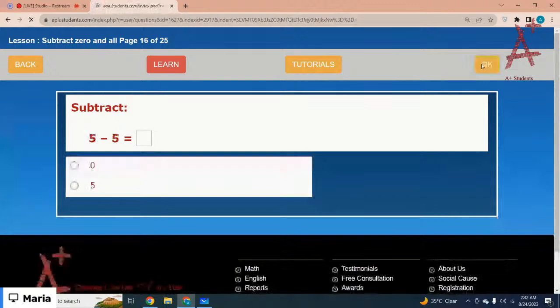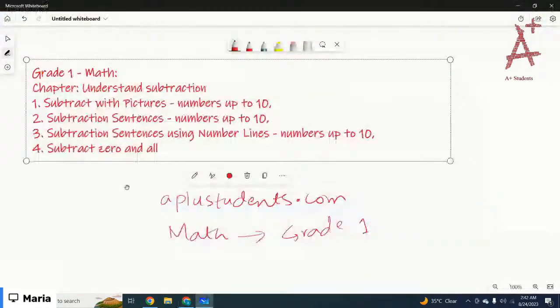Okay, you can complete the lesson by yourself. So we're working on grade 1 math. The chapter we're working on is understand subtraction. Lessons we have covered today are subtract with pictures, numbers up to 10, subtraction sentences using number lines, numbers up to 10, subtract 0 and all.